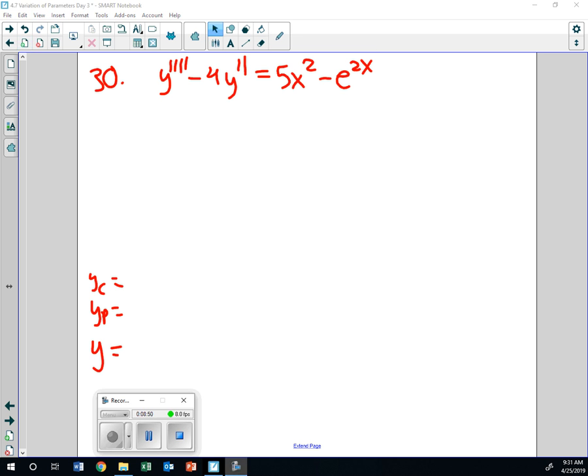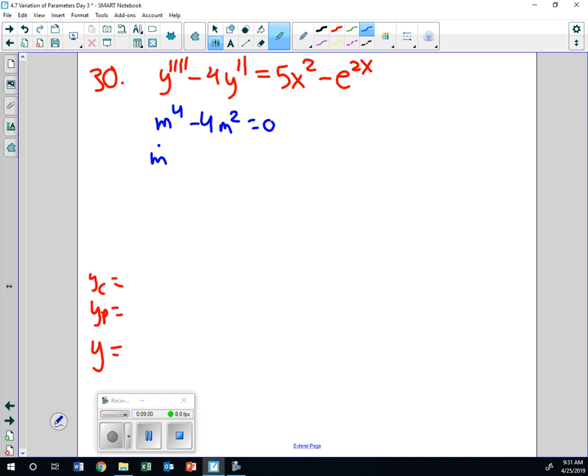So let's take a peek at this one. For those that are watching this on the computer, m to the 4th minus 4m squared equals 0. You take out an m squared and you end up with m squared minus 4. Now this gives you m squared, m plus 2, m minus 2 equals 0. So we can convert that into a yc, and I never know which order to do this in. I'm going to do this in the order of the m squared first.